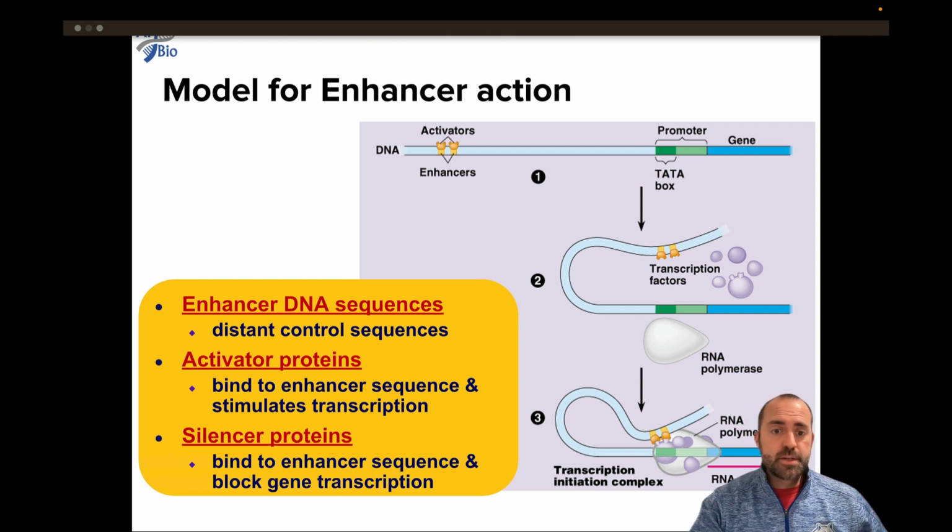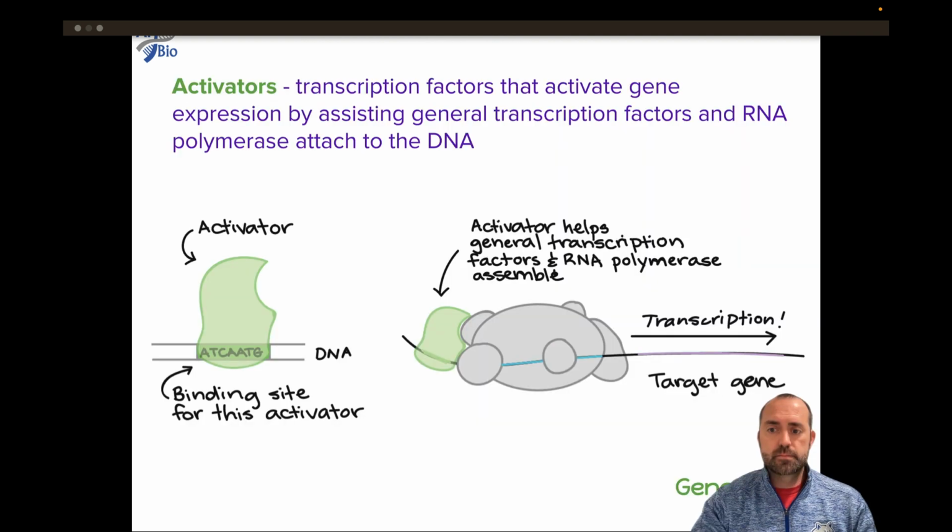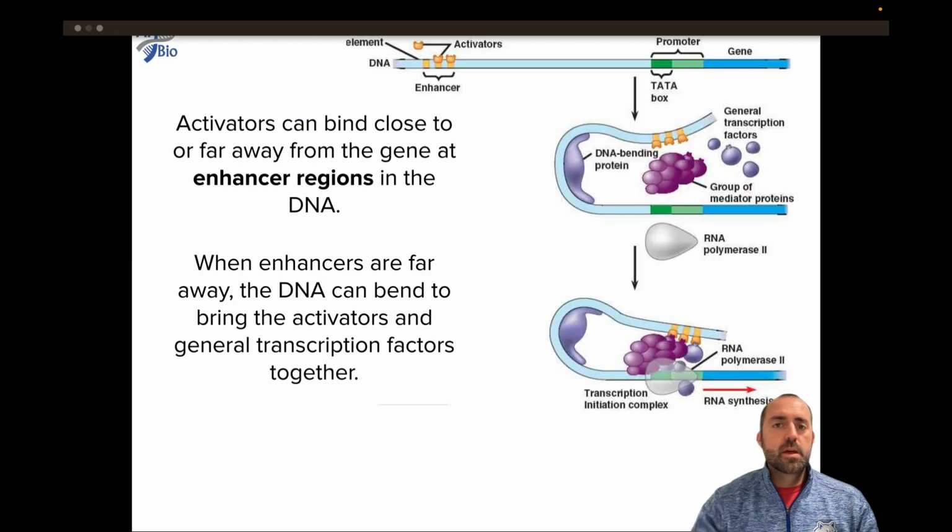There are silencer proteins that do bind to those enhancer regions, and they basically block those transcription factors from collecting and can prevent the gene from being read. So activators can bind close to or far away from the gene at those enhancer regions. When enhancers are far away, DNA actually can bend and bring the general transcription factors together.